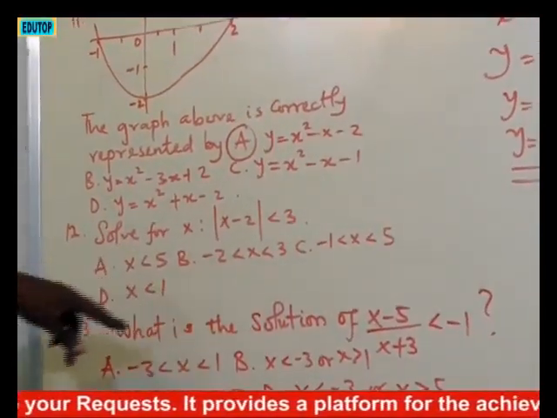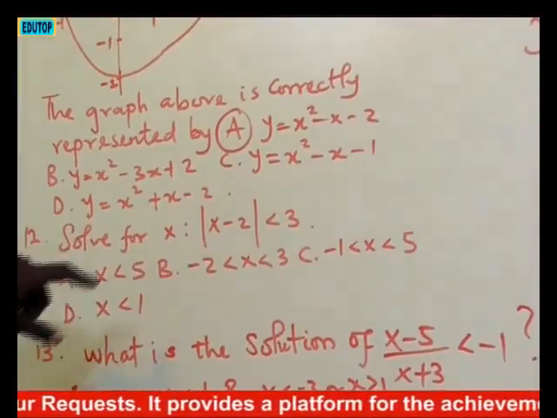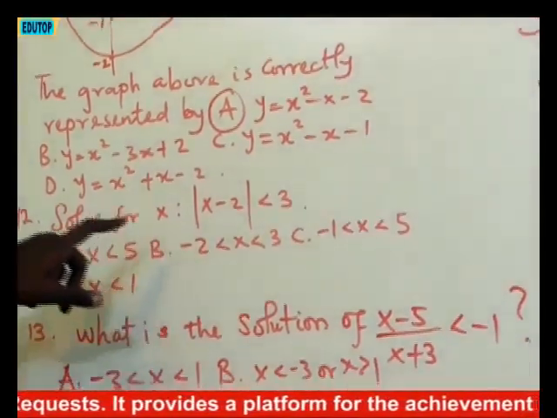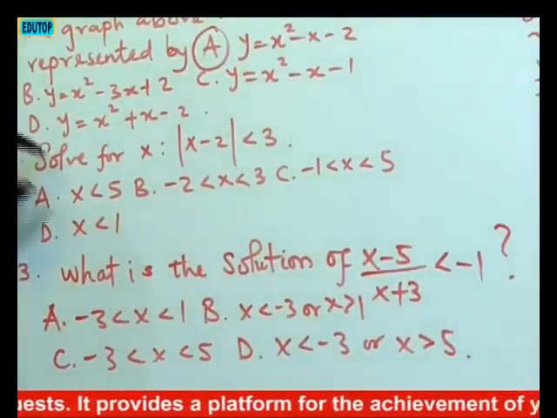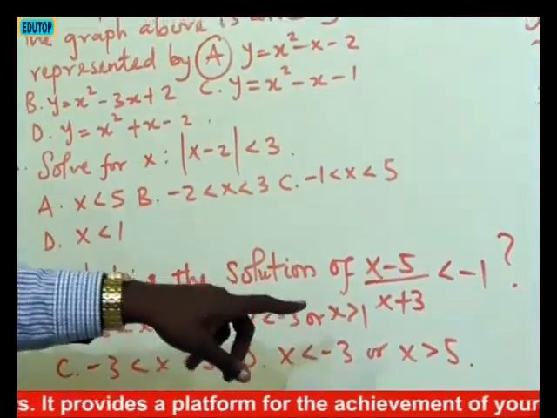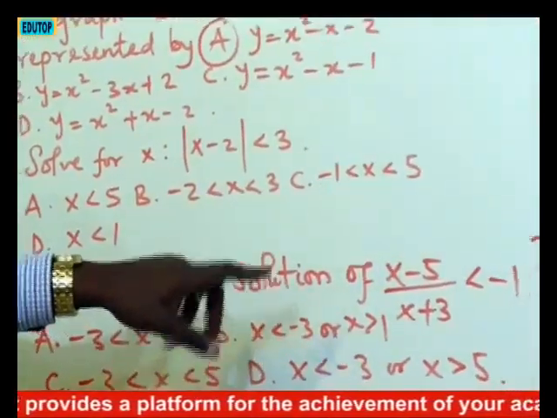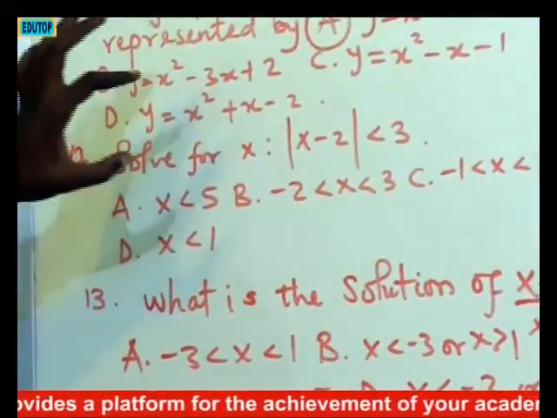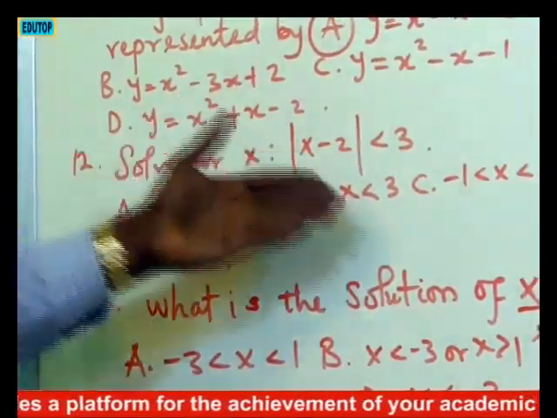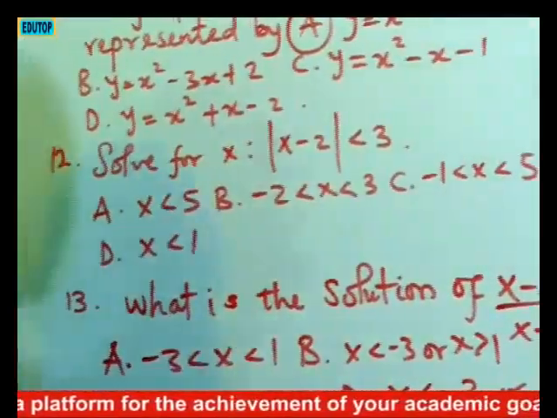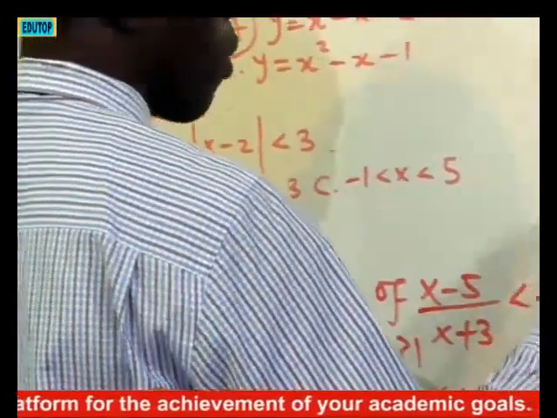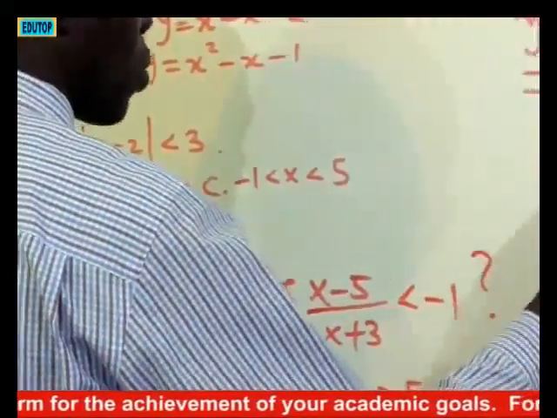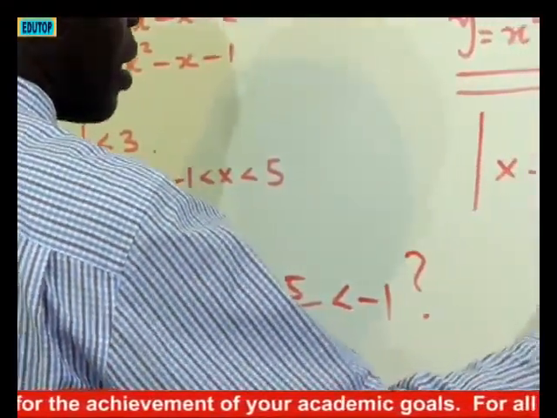This is the one that is involving the absolute value. So take note of these questions, especially question 12 and question 13. There is a unique pattern of approaching this kind of question. So let's see question 12. That one says solve for x. We have absolute x minus 2 less than 3.